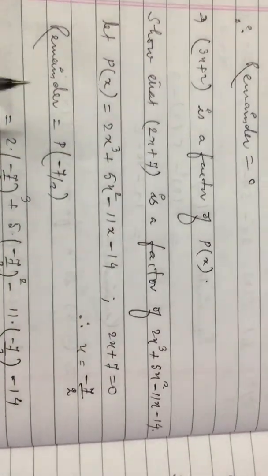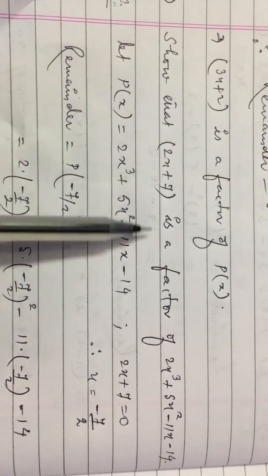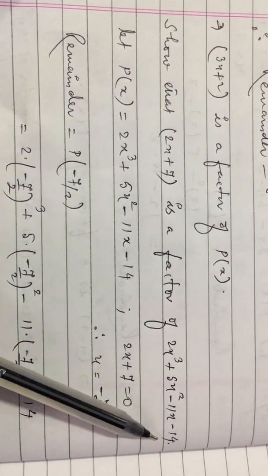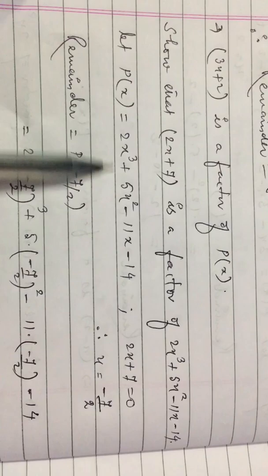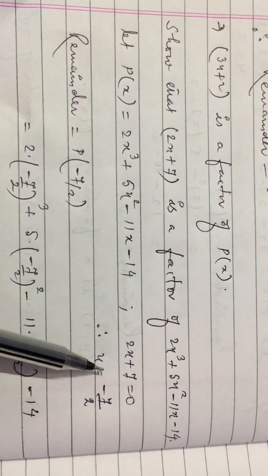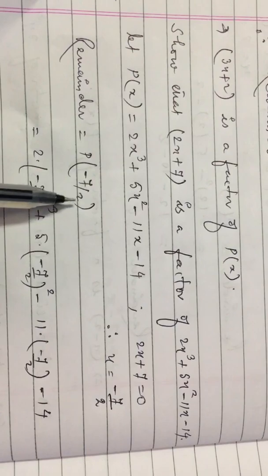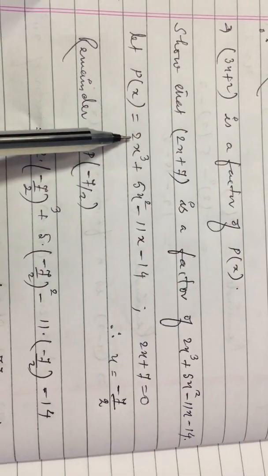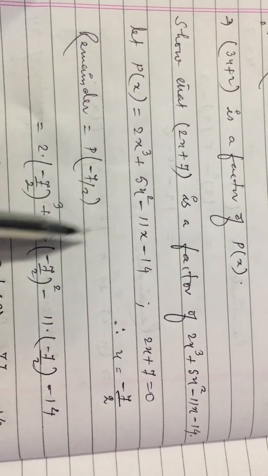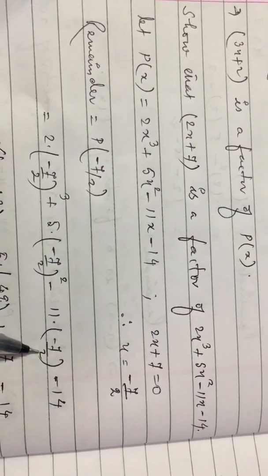Now see one more question. Show that 2x plus 7 is a factor of 2x cube plus 5x square minus 11x minus 14. So this we have to suppose as p(x), and 2x plus 7 is equal to 0. So 2x is equal to minus 7, then x is equal to minus 7 by 2. So the remainder is equal to p of minus 7 by 2: 2 into minus 7 by 2 whole cube plus 5 into minus 7 by 2 whole square minus 11 into minus 7 by 2 minus 14.